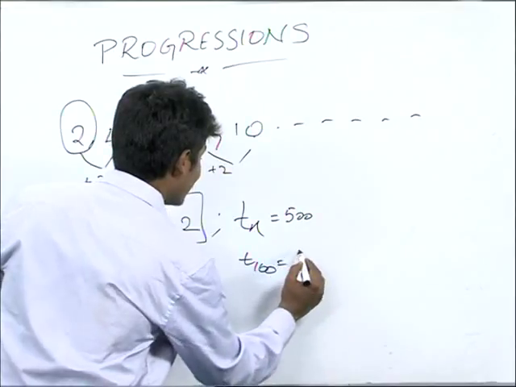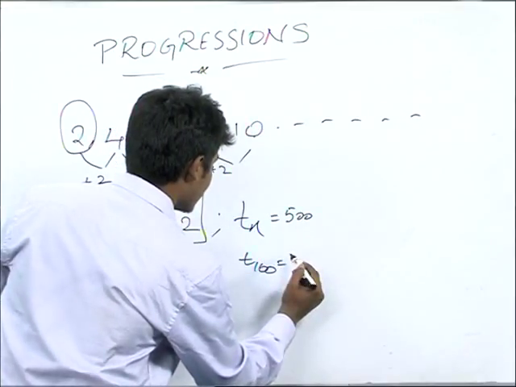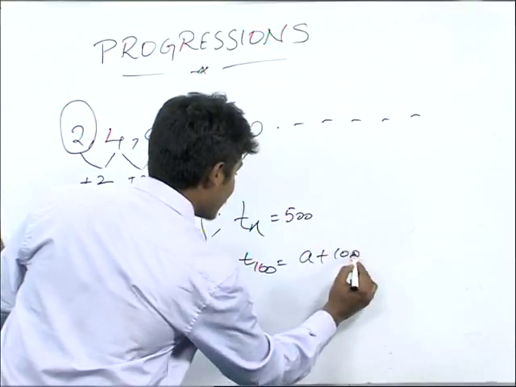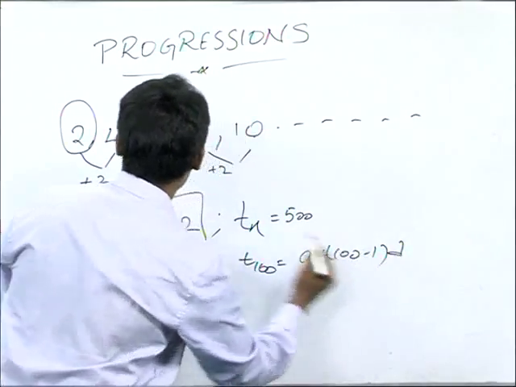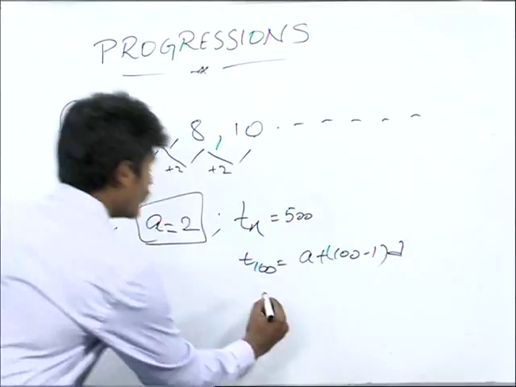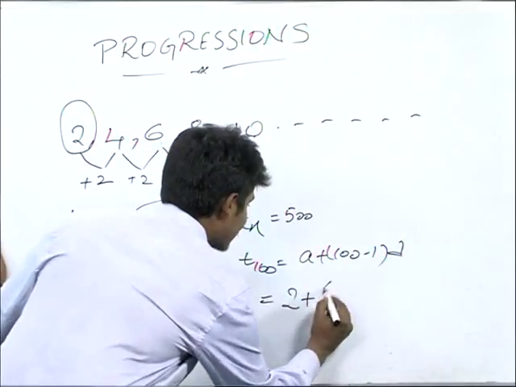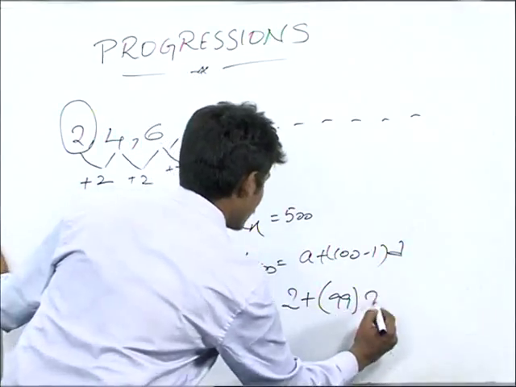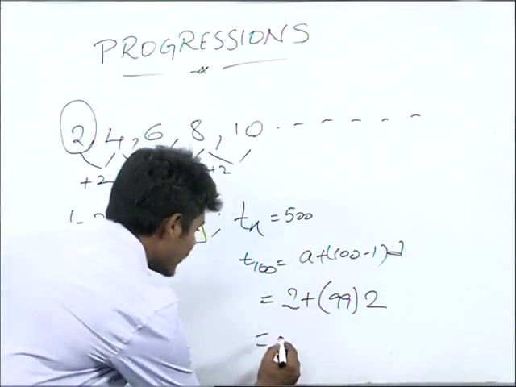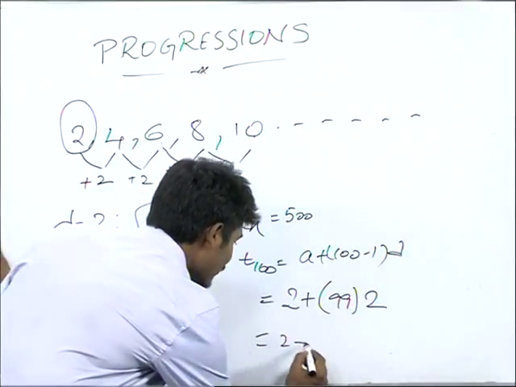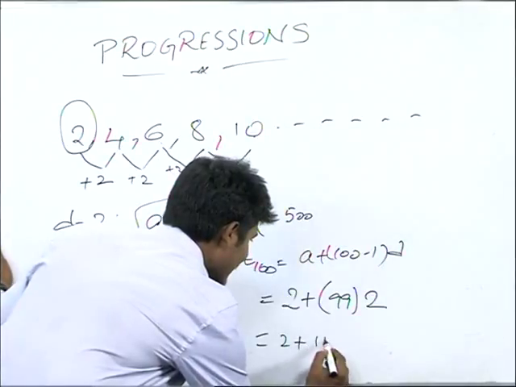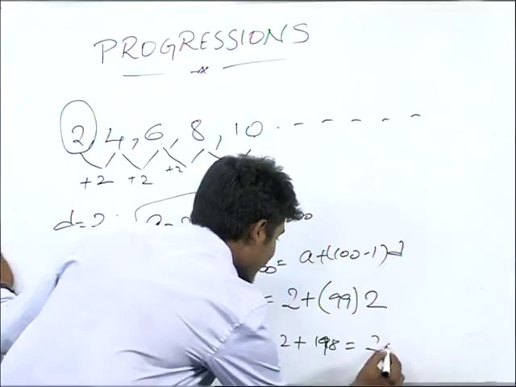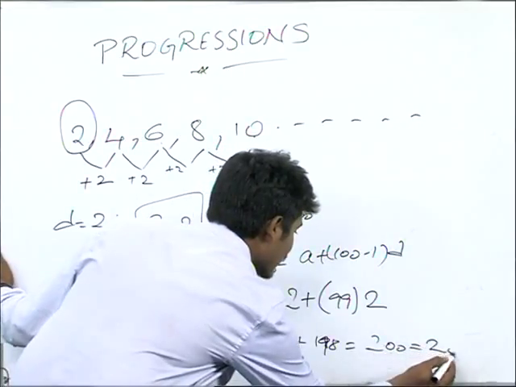100th టర్మ్ వాల్యూ వుడ్ బి a + (100 − 1) × d. ఇన్ దిస్ కేస్ a ఈజ్ 2, 100 − 1 ఈజ్ 99, d ఈజ్ 2. సో ద 100th టర్మ్ వాల్యూ బికమ్స్ 2 + 198. It would result in 200. So 100th term is 200.